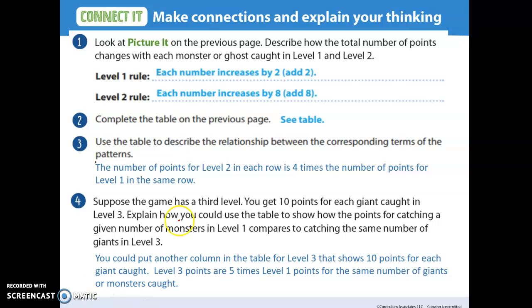So for number 1, each number increased by 2, so adding 2 would be the rule. And then number 2, we added 8, or level 2. Number 2 was on the table already. So for number 3, we use the table to describe the relationship.